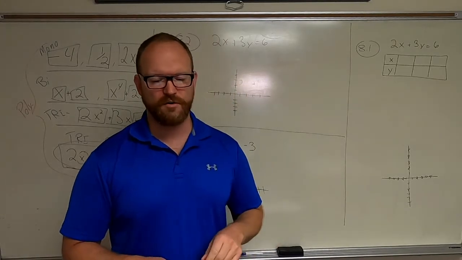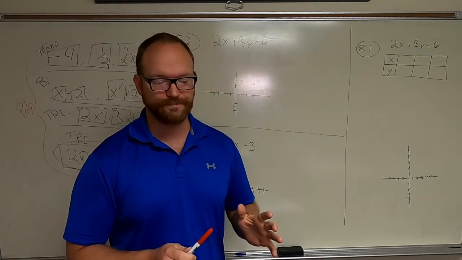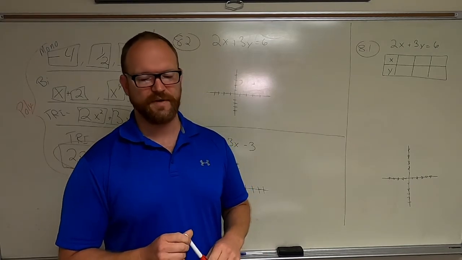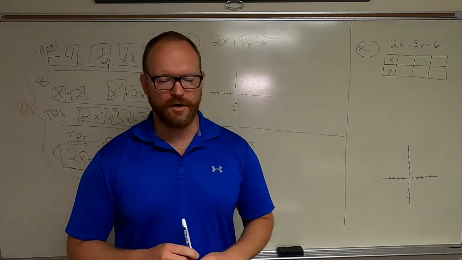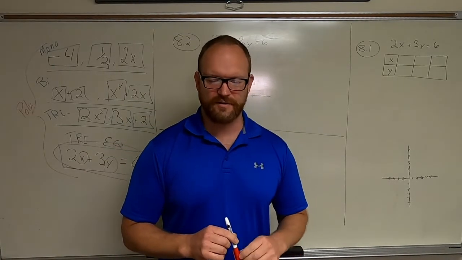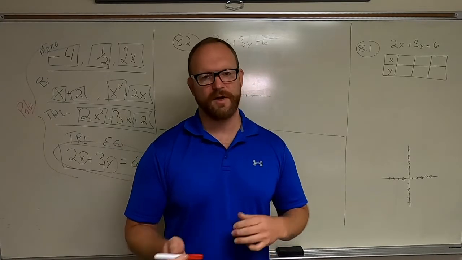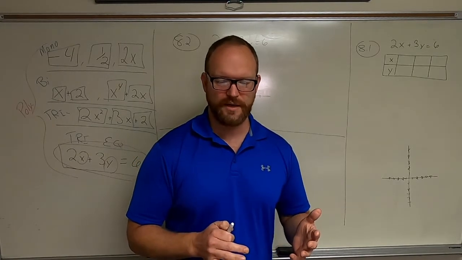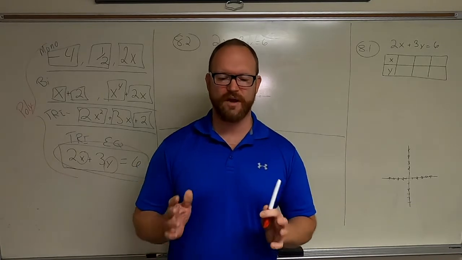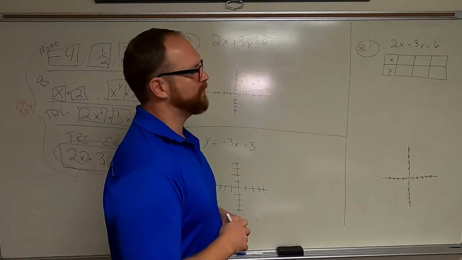It says, number 1, solve the equation for y. Number 2, make the table and select convenient values of x. We already have our table drawn for you. Number 3, use these values of x in the equation to find the matching values of y, which we're going to do. Number 4, complete the table. And then 5, graph the ordered pairs that we're given.